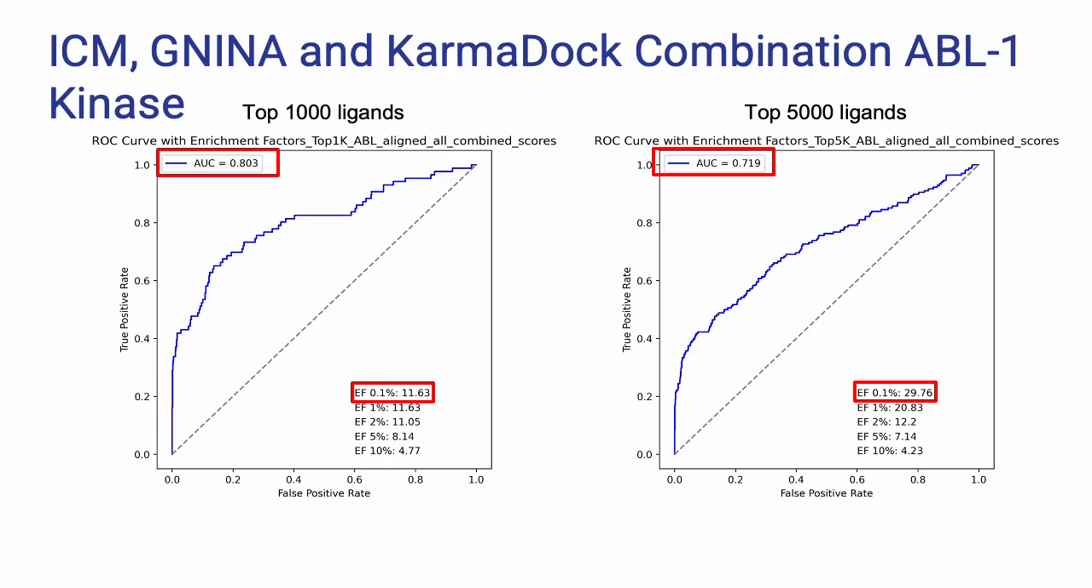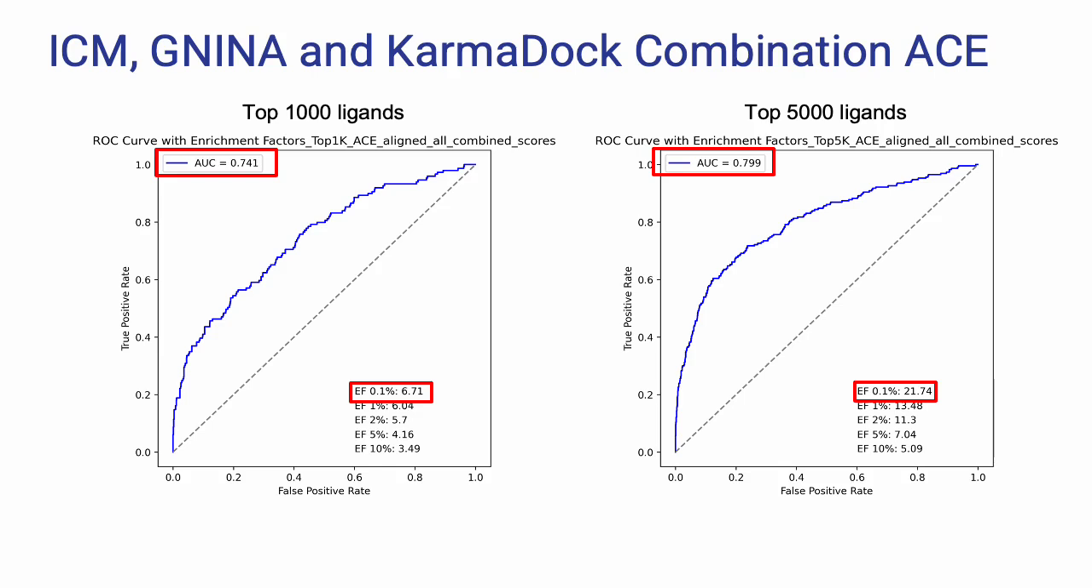Finally, for the combination of all three programs, ICM, Nina, and Karma-Dock, ABL1 kinase had AUC values of 0.8 and 0.72 with EF values of 11.6 and 29.8 in the top 1000 ligands and top 5000 ligands respectively, indicating good discrimination between actives and decoys and limited enrichment of active compounds in the top 0.1%.